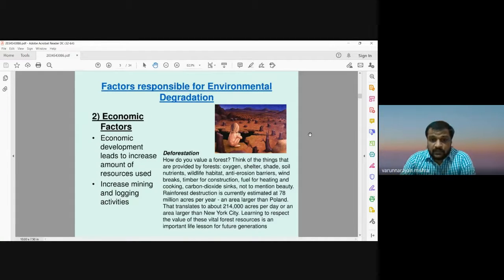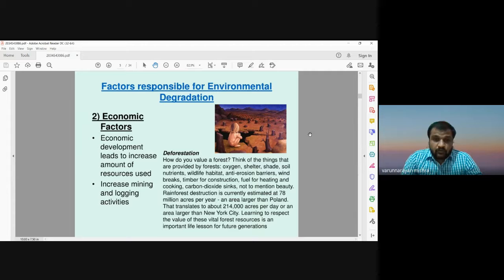The second kind of factors which is responsible for environmental degradation is economic factors. Economic factors also have an important role in environmental degradation, because rapid economic development and economic growth lead to an increased amount of resources used. So increased mining and logging activities are because of the economic development. Deforestation is occurring at a fast rate.